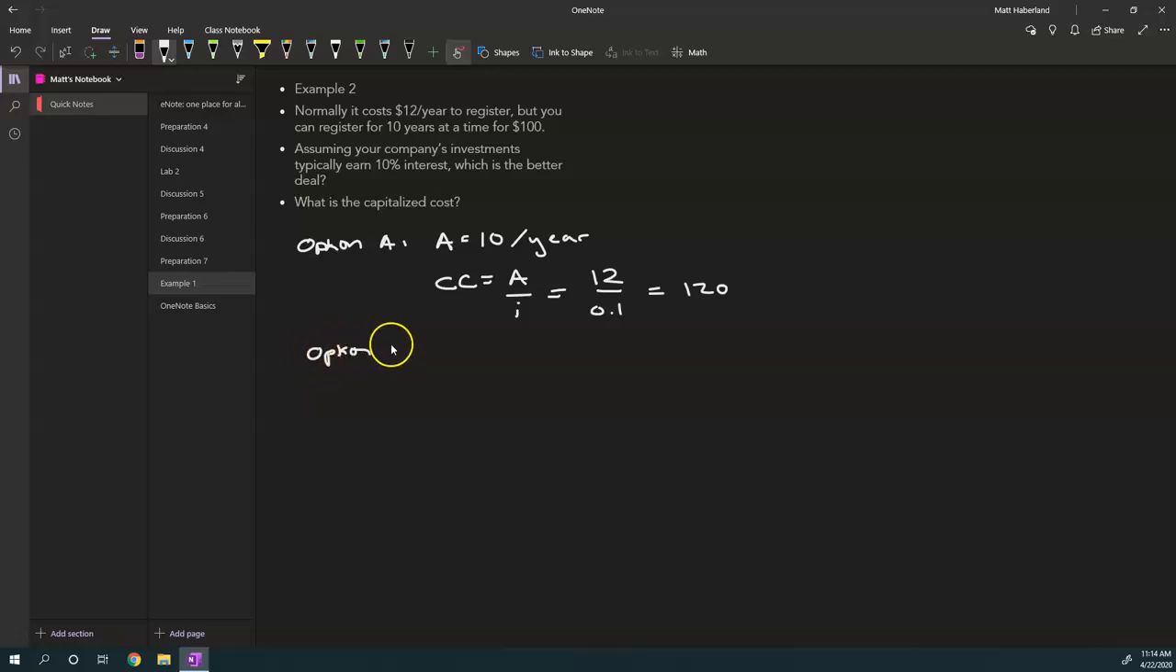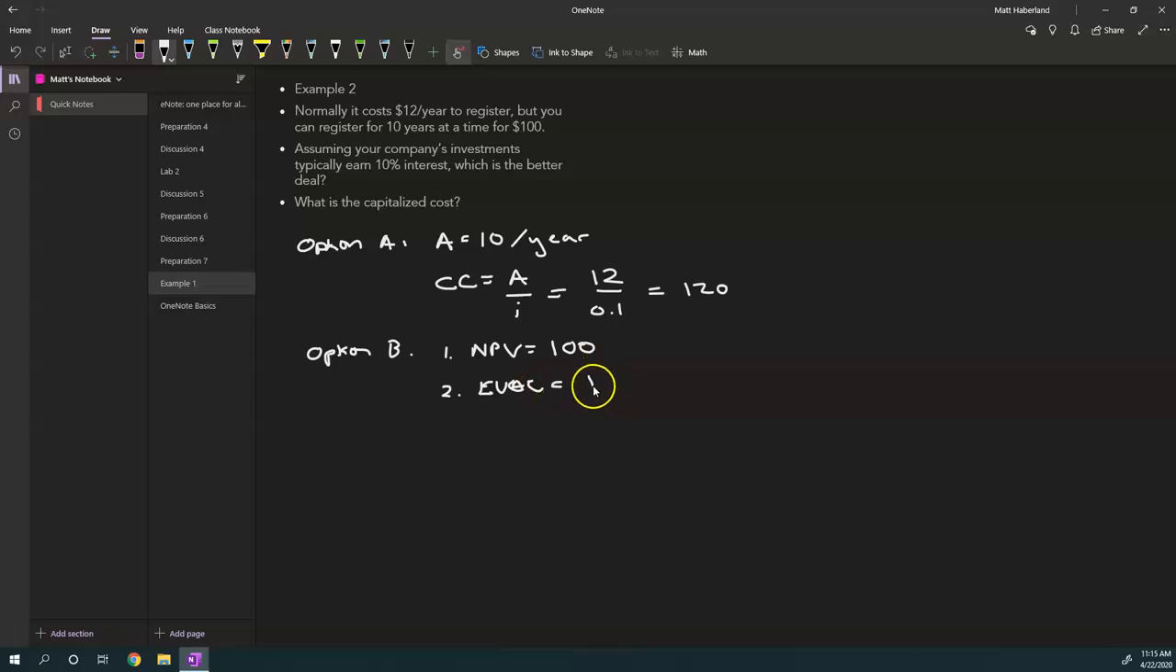Option B. We don't know immediately what our annuity is. We know that every 10 years we have to pay $100. So what we want to do is calculate the equivalent uniform annual cost. The first step in calculating the equivalent uniform annual cost is to calculate the net present value. The net present value of this investment, which is 10 years long, is that $100, because we're going to pay for that immediately.